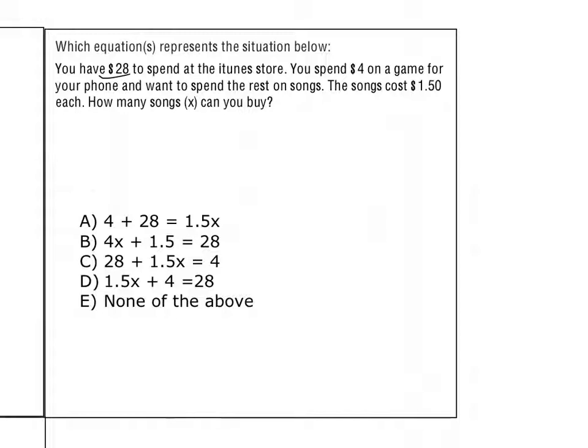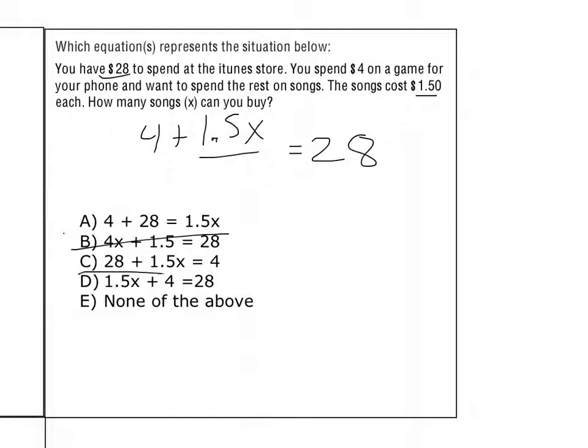We have $28 in total to spend, so our total cost is going to be $28. We've spent 4 of that on games, so $4 plus the rest of it will be spent on songs. Well, songs are $1.50 times however many songs, so 1.5 times X. And looking through this, I'm looking for one that matches this. This one's got the coefficient on the X term. One where we have 4 added to the 1.5x, that's answer choice D.